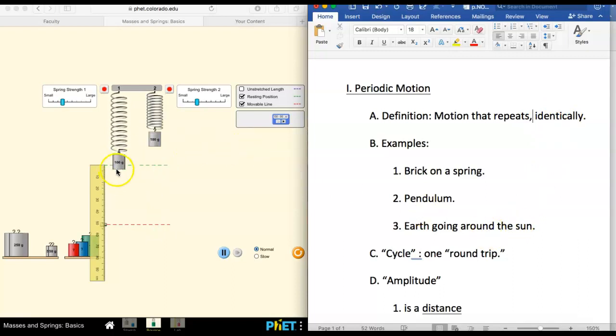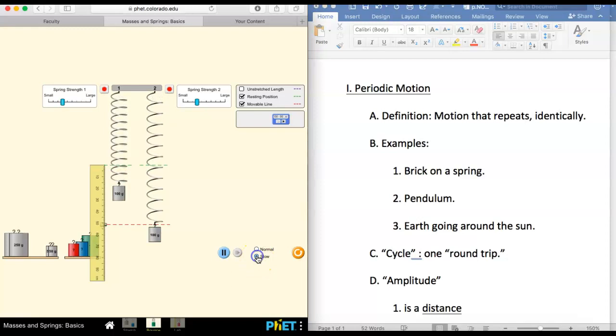Okay? When something makes a round trip, like, let's slow this down again, a round trip, starting at the bottom, going to the top, and coming back to the bottom. Okay, we call that a cycle. So cycle is just a fancy scientific word for a round trip. So here's where it starts. Okay, cycle started, we're halfway through the cycle, and now the cycle is ended. That's one complete cycle, one round trip.